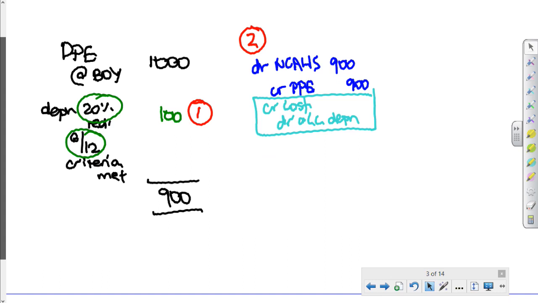So step 1, depreciate the asset up to the date. Step 2, reclassify it, move it. Step 3 then is to measure at the lower of carrying amount or fair value less costs to sell. Let's assume that fair value less costs to sell for this asset was 700.